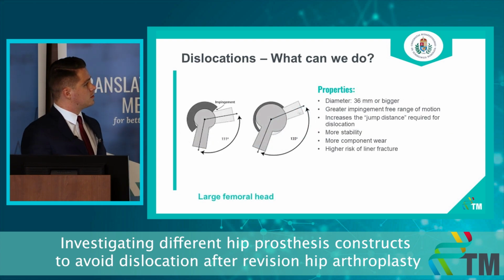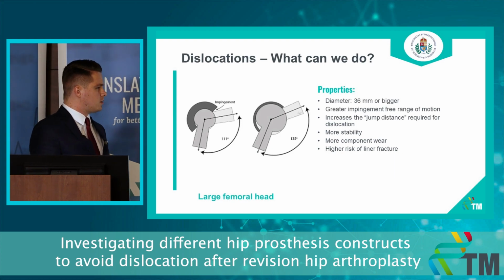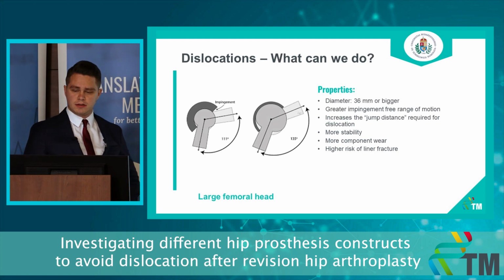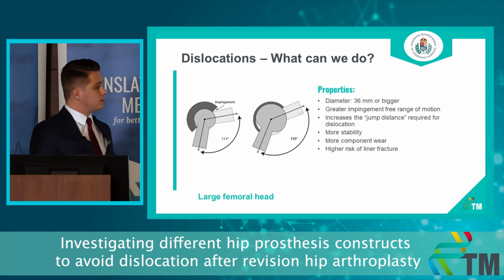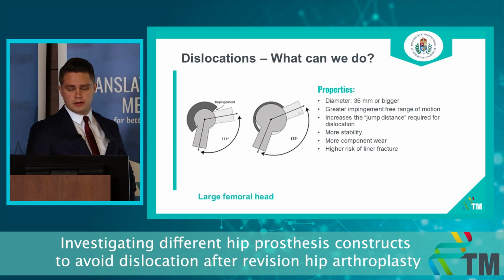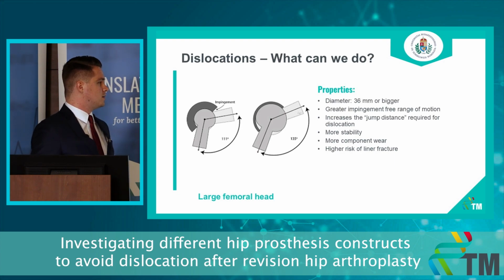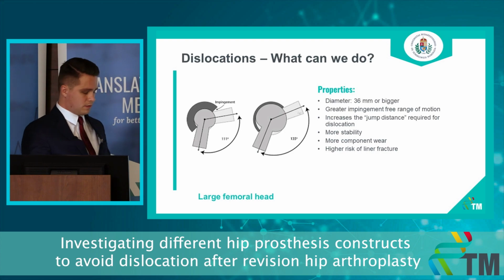And another option would be to use a large femoral head. We call it a large femoral head when the diameter of the femoral head is 36 millimeters or more. It offers a greater impingement-free range of motion, and it increases the jump distance required for dislocation, and it offers more stability, although it will result in more component wear and a higher risk of liner fracture.